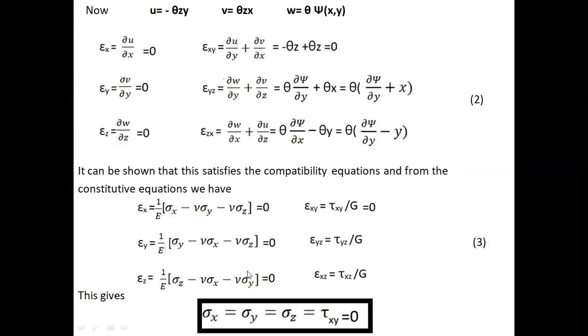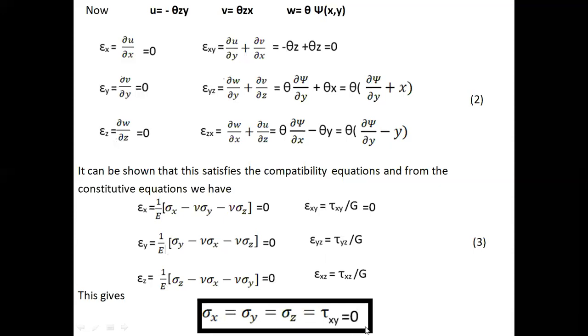Now, if you solve this simple algebraic manipulation, you will find that sigma x, sigma y, sigma z, and tau xy are 0. Tau xy is 0, that's very simple. You can see here, tau xy is 0. But if you solve these three equations, you will find out that sigma x, sigma y, and sigma z are 0. So we can say in a torsional problem, when a member is subjected to a torque or twist or torsion, then at a given point, the stresses will be of this form. Sigma x, sigma y, sigma z, and tau xy will be 0.